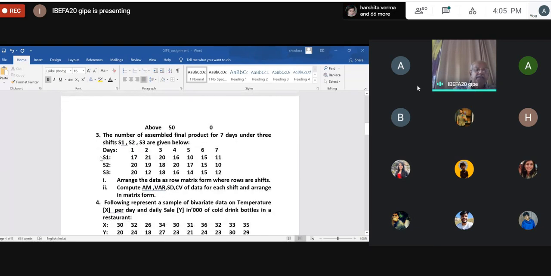Question number 3. There are 3 variables. I asked here to arrange the data as a row matrix and compute the mean, variance and standard deviation of each shift. The answer should also be in matrix form.